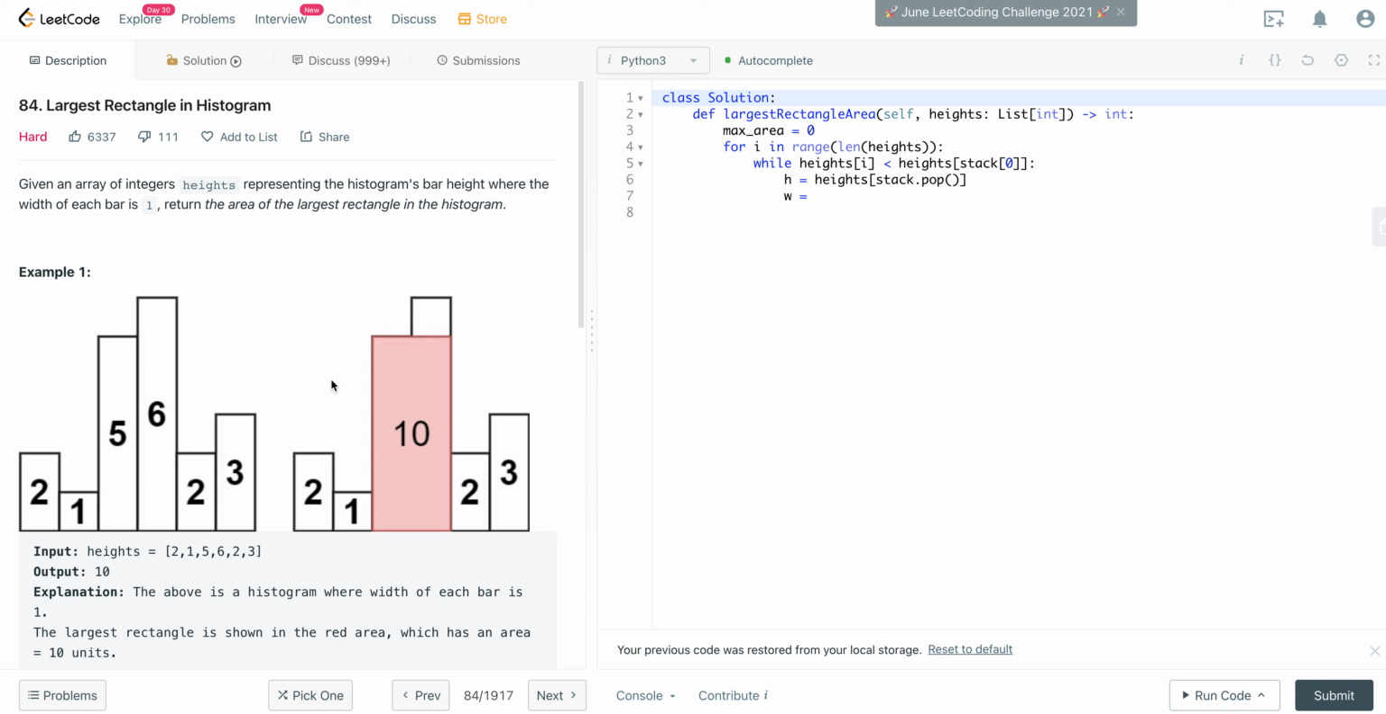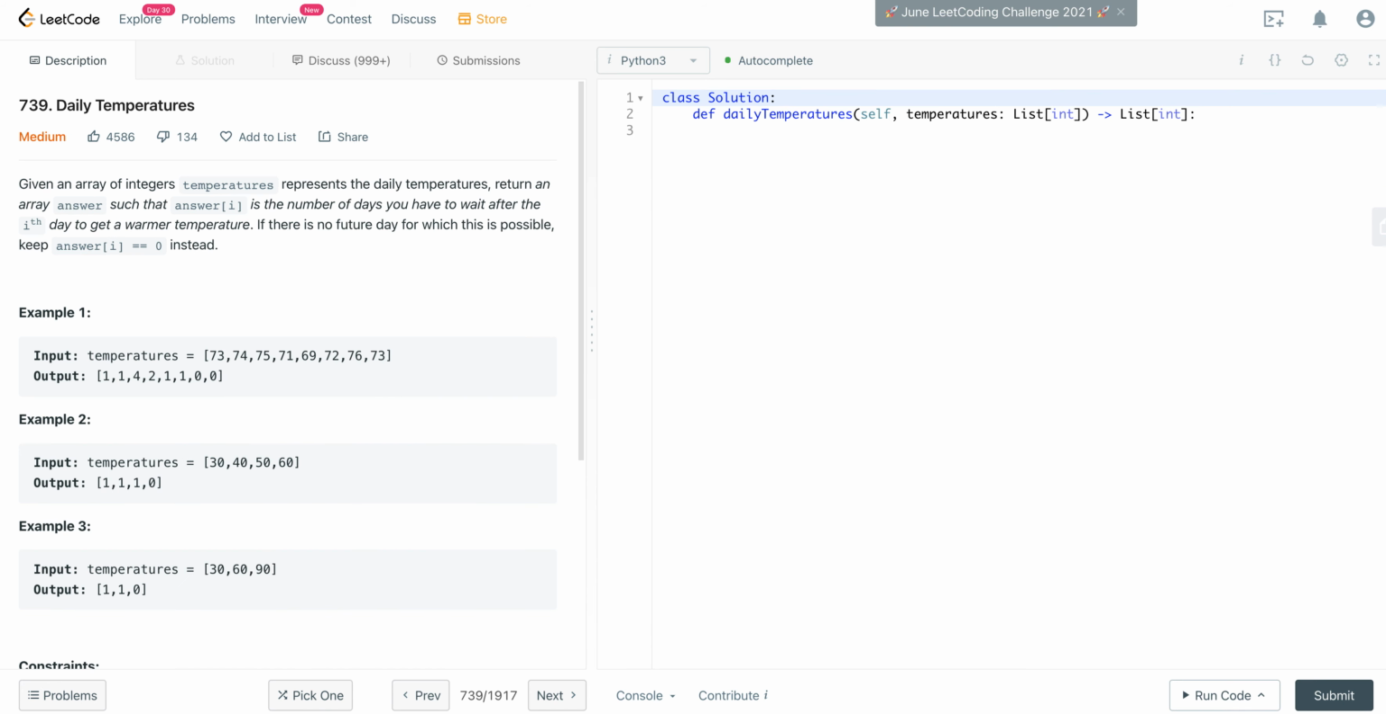I already did that question. That question is using a monotonically increasing stack, while today, for Daily Temperatures, we will use a monotonically decreasing stack.